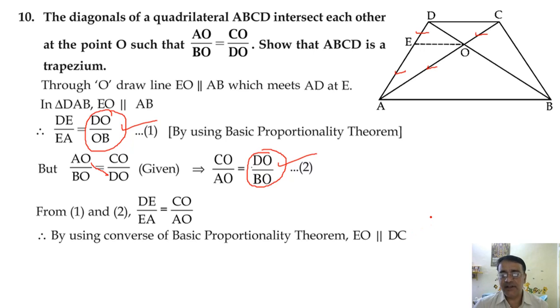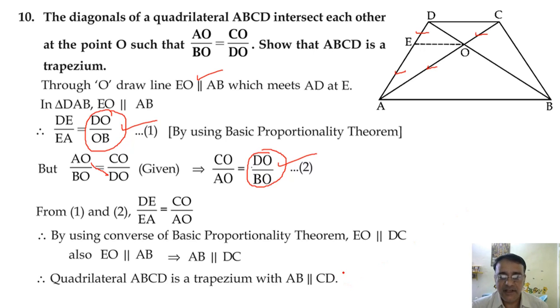EO is parallel to DC, but EO is parallel to AB. We have done the construction, so therefore AB is parallel to DC. If AB is parallel to DC, that will imply ABCD is a trapezium. Any doubt in this one?